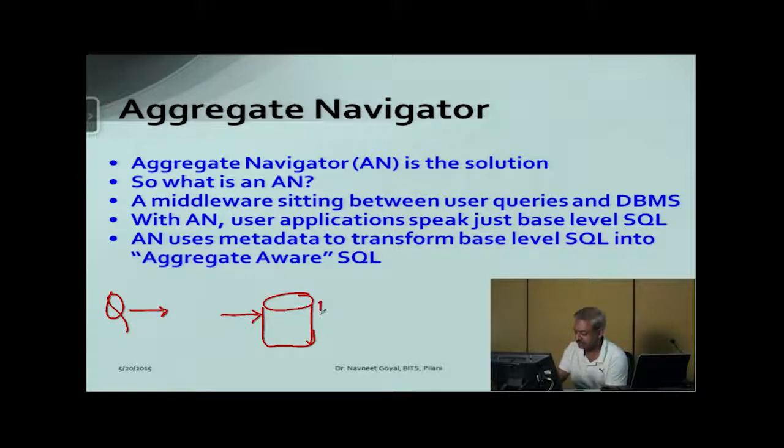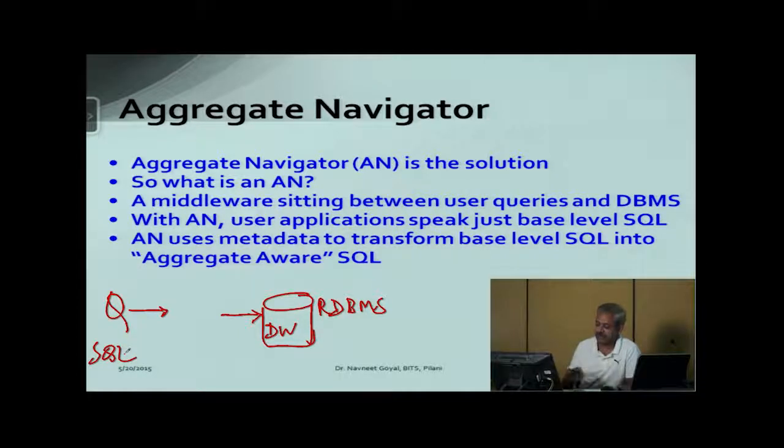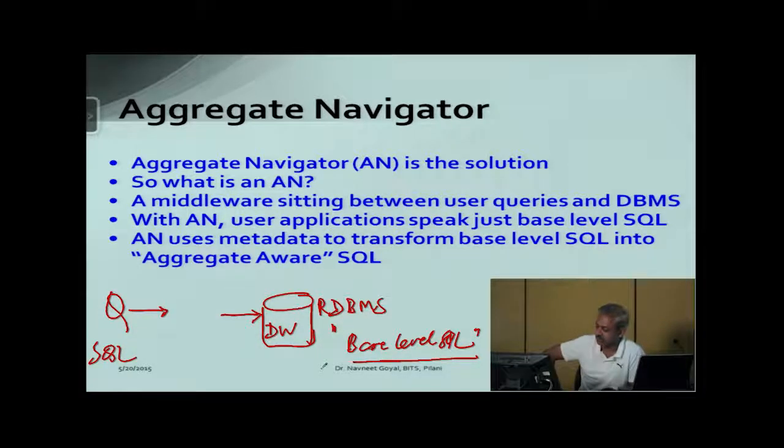So here is the relational database in which I have implemented my data warehouse. My star schema is residing in this database. I issue a query in SQL, and as I said, I have to speak only the base level language, or base level SQL. That is, I am not aware of any aggregates that exist in the database, right? So what do I do?